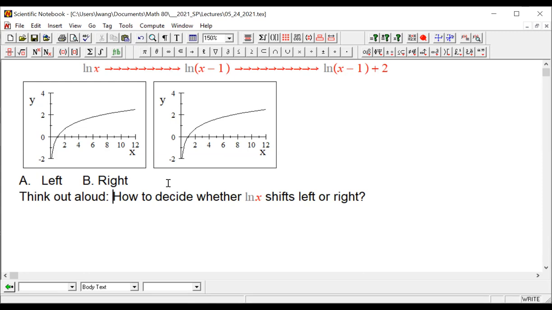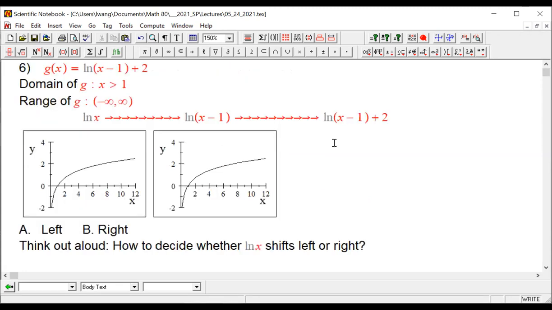The basic thing to do is to plot points.